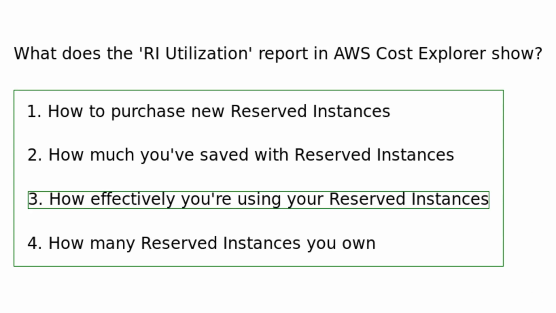The RI Utilization report in AWS Cost Explorer displays how effectively you're using your purchased reserved instances, showing if they're being fully utilized or if you have unused capacity.